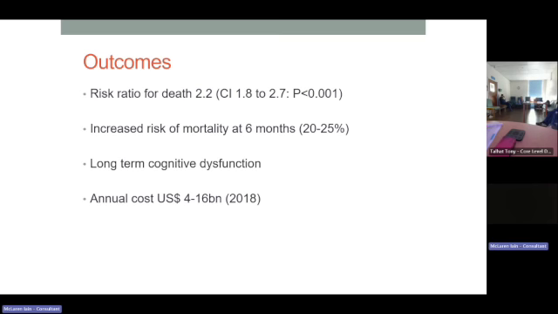And delirium has a major cost. The cost in the USA, and this is data that's about 6 years old, is estimated at anything from $4 to $16 billion a year. So it has a major social impact.